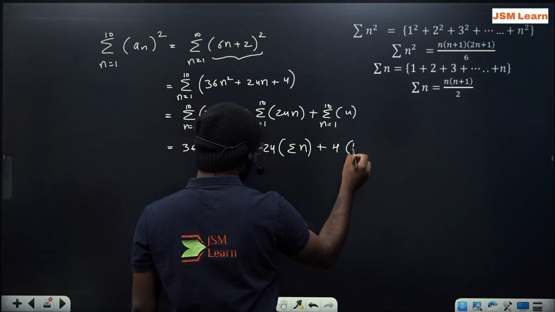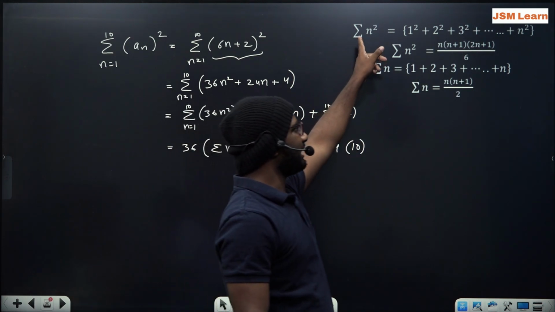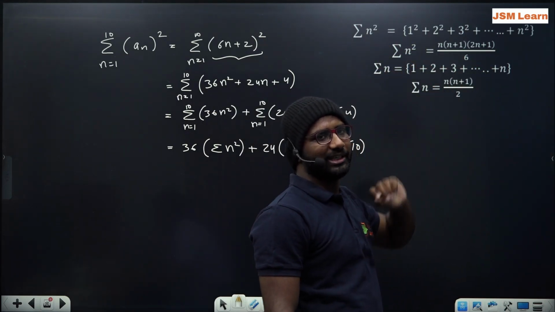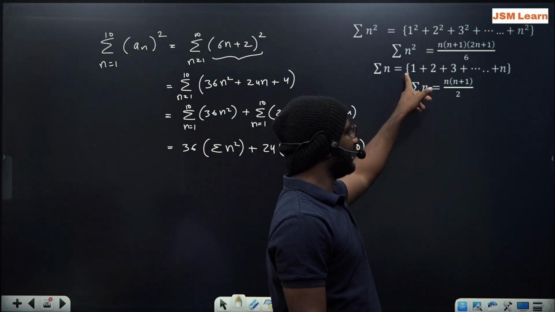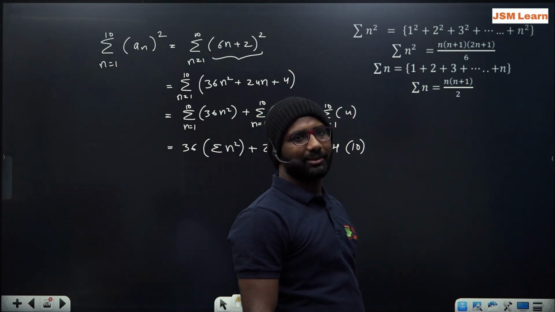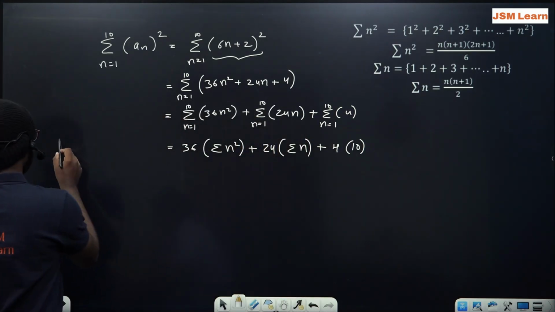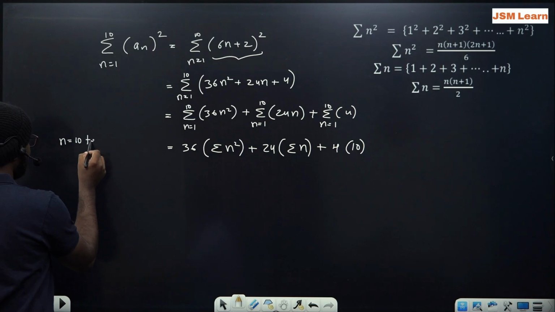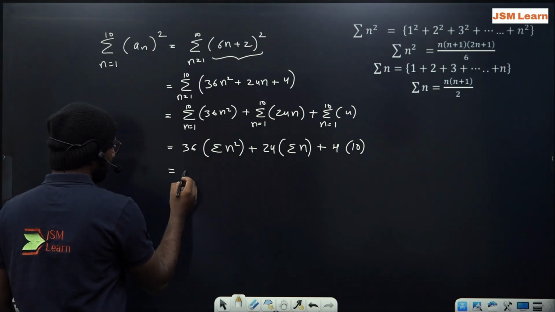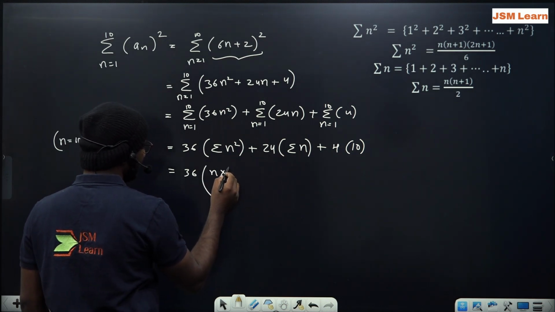So we know the sum of squares of n terms is equal to n into (n plus 1) into (2n plus 1) by 6. And also sigma n, the sum of n natural numbers, is equal to n into (n plus 1) by 2. Here n value is 10, right? We need to find up to 10 terms, so we can directly substitute n equals 10.